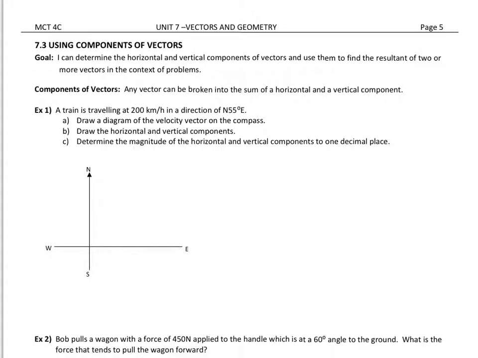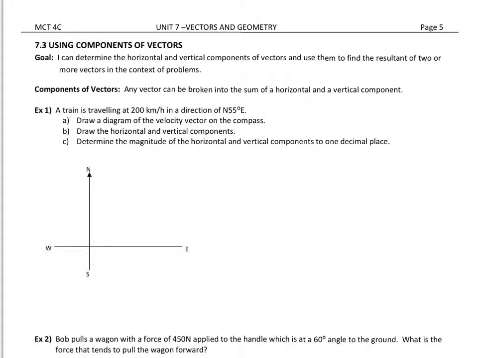Welcome to the third lesson in our Vectors and Geometry unit. Today we're looking at using components of vectors to help us solve problems. Our goal is to be able to determine the horizontal and vertical components of vectors and use them to find the resultant of two or more vectors in the context of problems.